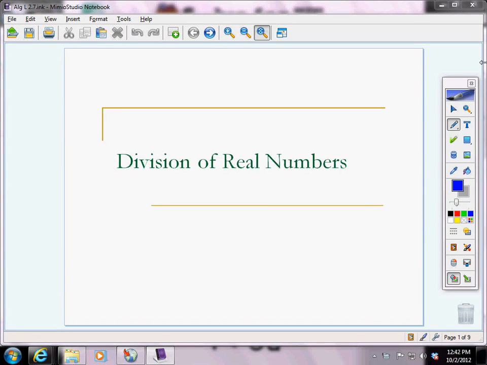Division of real numbers. A lot of times we can use our knowledge of the rules and properties of numbers to manipulate them and make problems easier for us. And what we're going to see in division of real numbers is that we can use those skills to manipulate numbers and make the problems easier, but we also are going to see that the rules of division that we learn for integers or for rational numbers apply to real numbers as well.